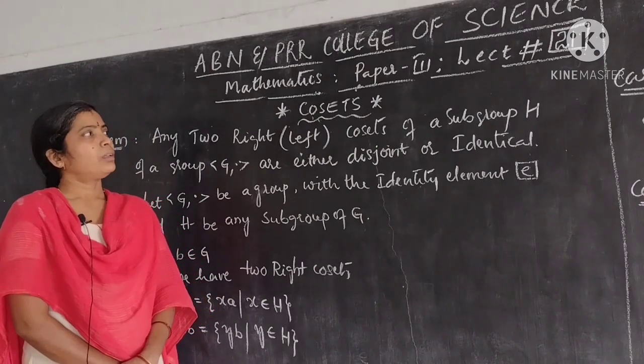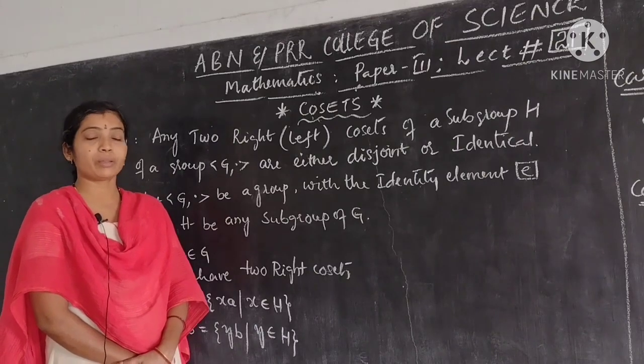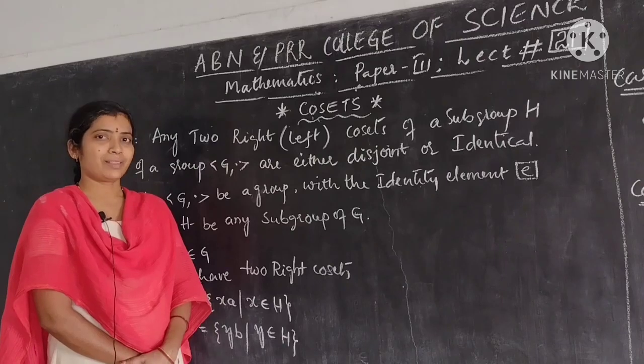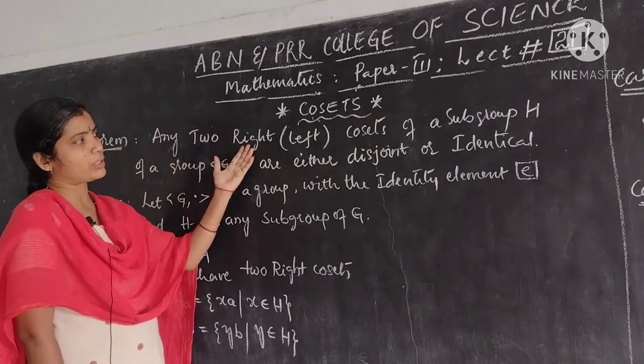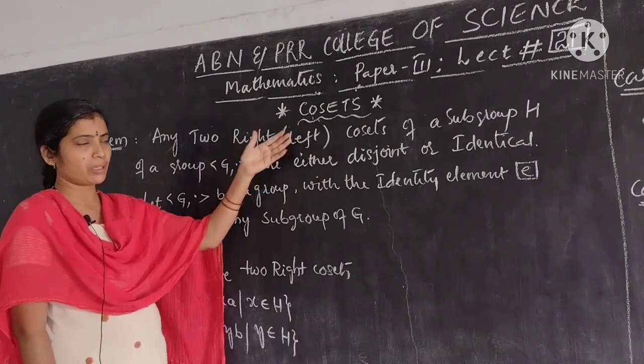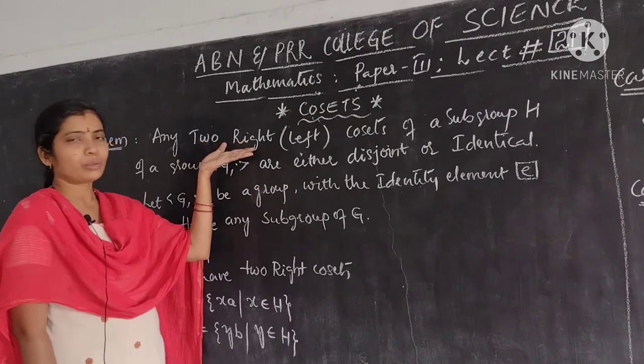Let us continue the concept of cosets. Today we are going to discuss a very important theorem. If you consider any two right cosets, in the sense of left cosets we can also prove this theorem. I can prove this theorem according to right cosets.